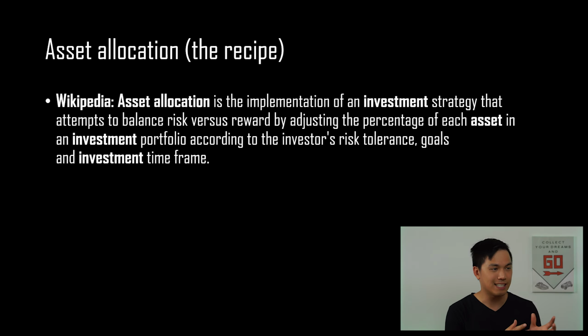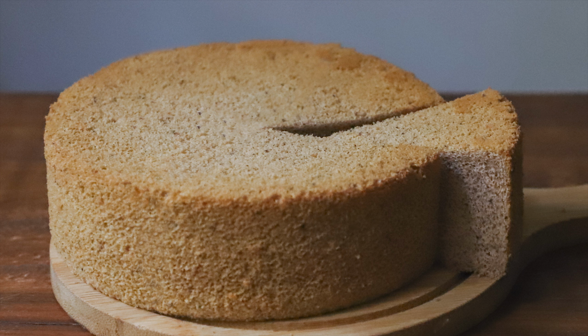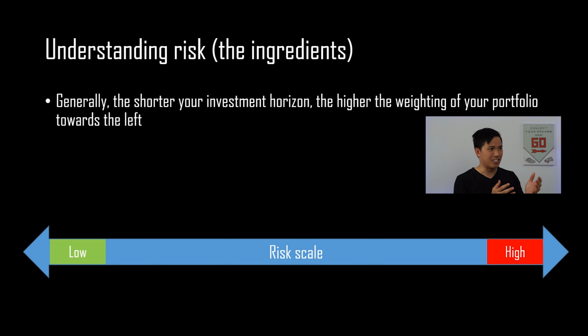So this is the asset allocation, the recipe that will make your cake. If you want a really high risk cake and you want to make that real quick, then you need to have high risk ingredients, right? If you want a safe cake that will eventually make itself after a while, then you need safer ingredients. So next, let's talk about the ingredients.